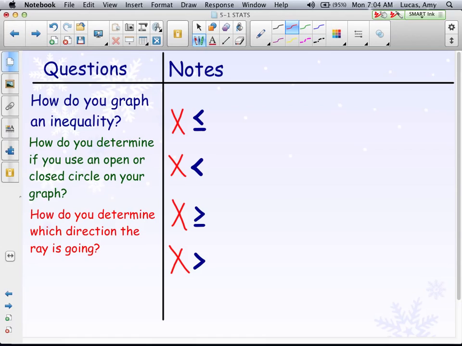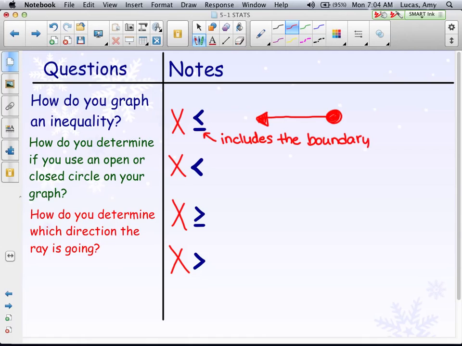If your number is less than or equal to something, like a boundary number, you are going to graph that with a closed circle, and the ray is going to be going to the left. So the reason it's a closed circle is because of this equal line underneath. That includes the boundary number, so that's why your circle has to be colored in. It includes the boundary number.